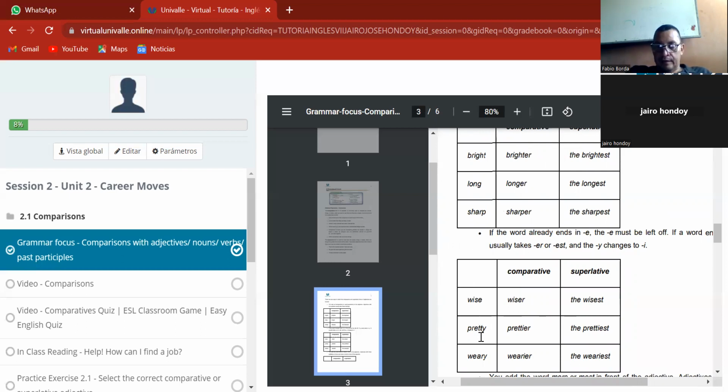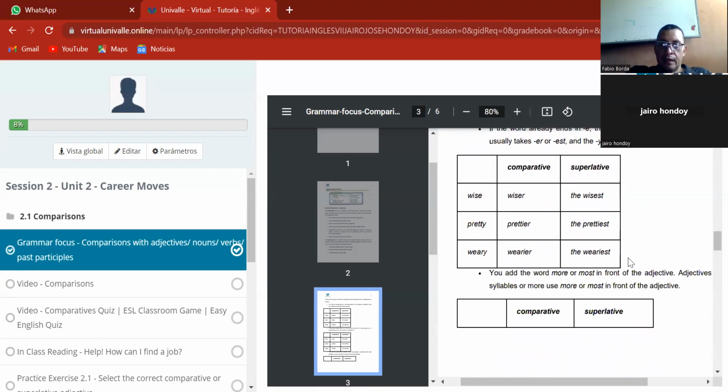Pretty, here is the letter Y at the end. We change the letter Y to I. Can you observe this? Pretty, prettier, and the prettiest. The letter Y changes at the end in the comparative and the superlative. Worry, worrier, and the worriest.